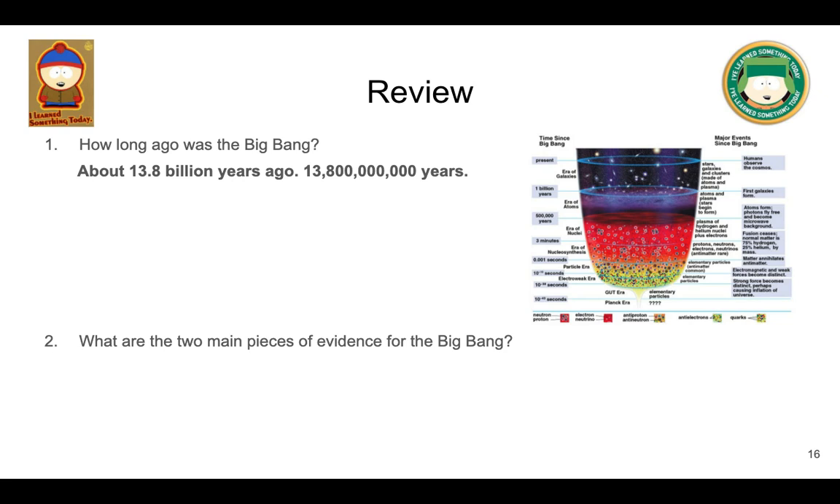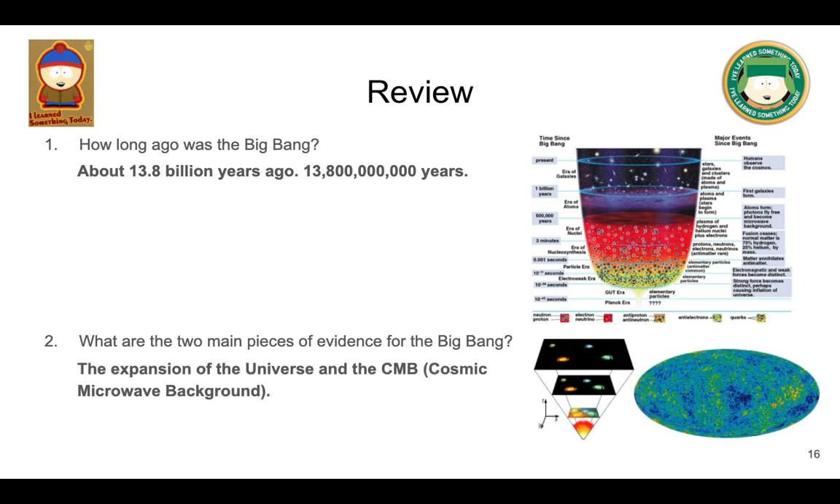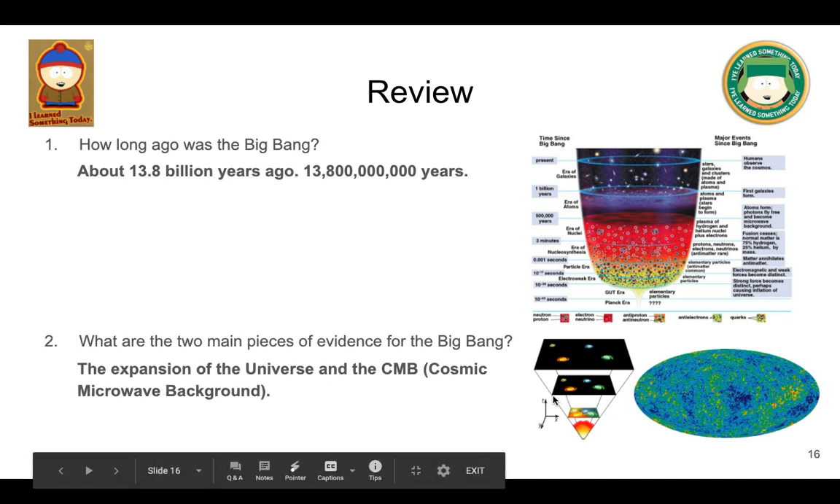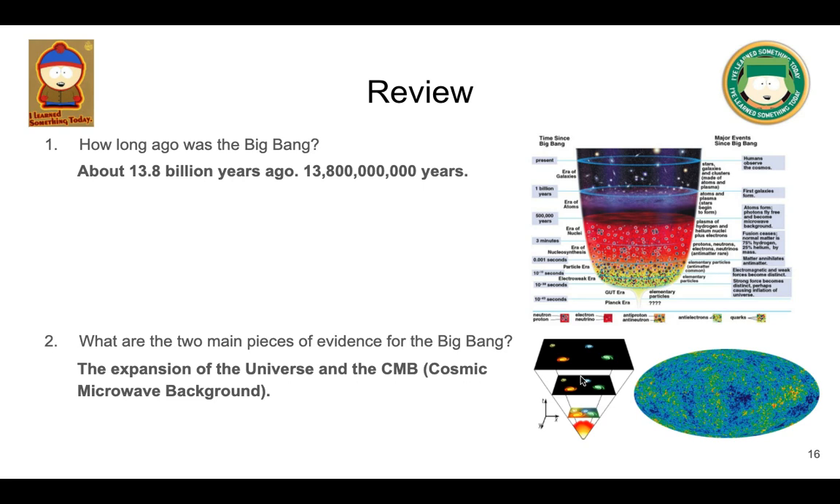So what are our two main pieces of evidence for the Big Bang? Well, the first one is that the universe is always expanding. And the second one is that we have the cosmic microwave background. So we've known this one, the universe is expanding, since about the 1930s. It could have been the 20s, actually. I forget when Hubble figured out his stuff, but around the 20s or 30s. And that was strong evidence for the Big Bang, but not everyone really believed it at that point.